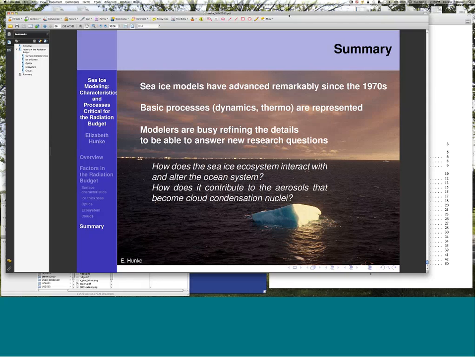So do you have an idea what's the percentage of each? It varies with the season. Okay. Yeah.